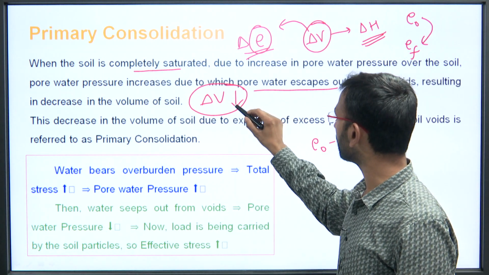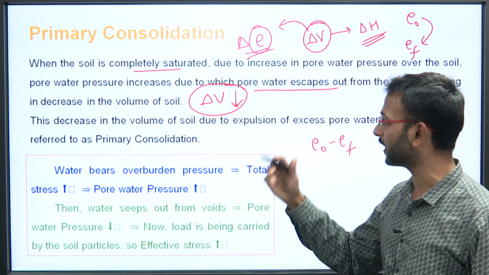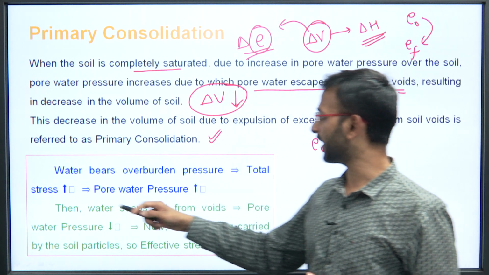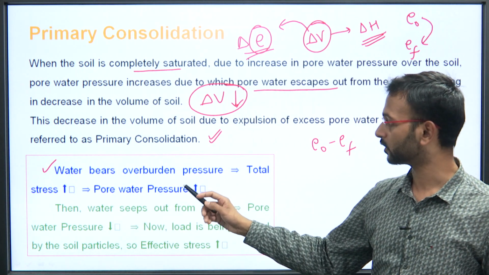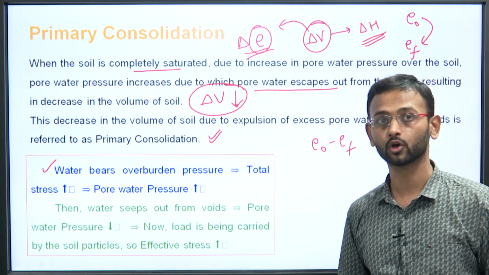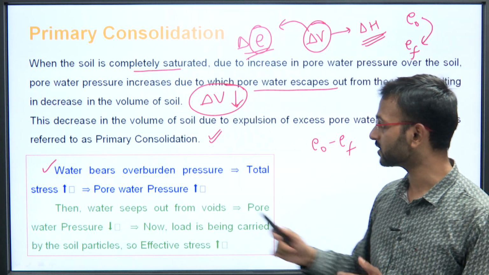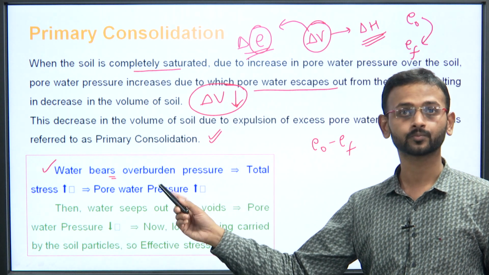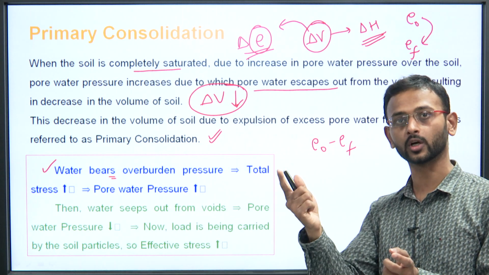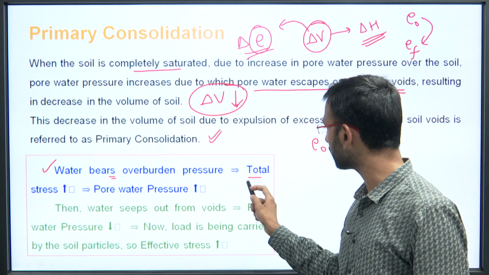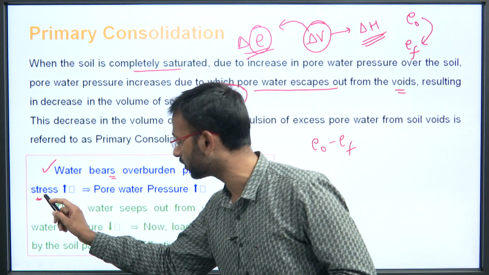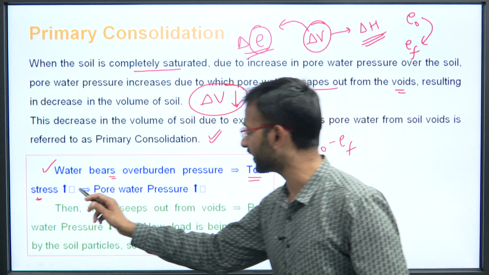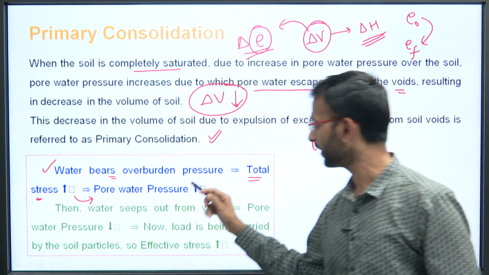So when the water from the voids gets expelled out, it is referred to as primary consolidation or 1 degree consolidation. So I have simplified it for you that water bears overburden pressure, as you saw in the spring analogy. At the very first stage, water bore the overburden pressure and total stress was transferred to the pore water pressure. In the spring analogy we took delta sigma, and that delta sigma resulted in a pore water pressure increase.